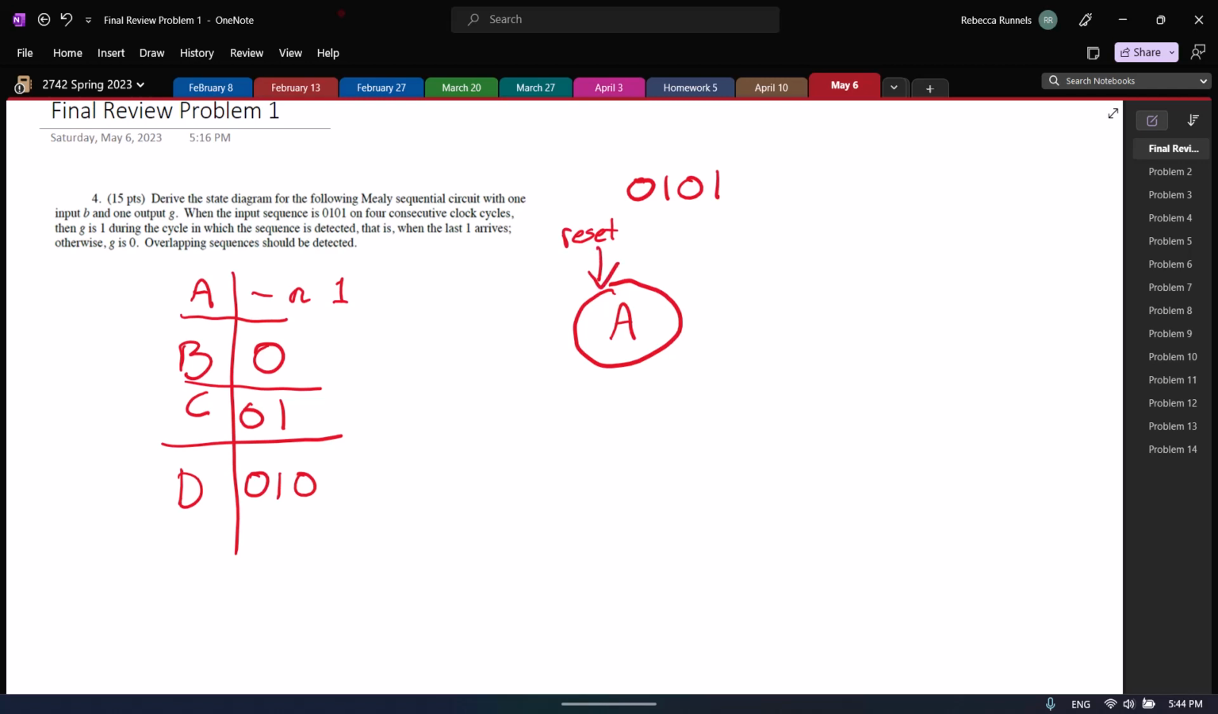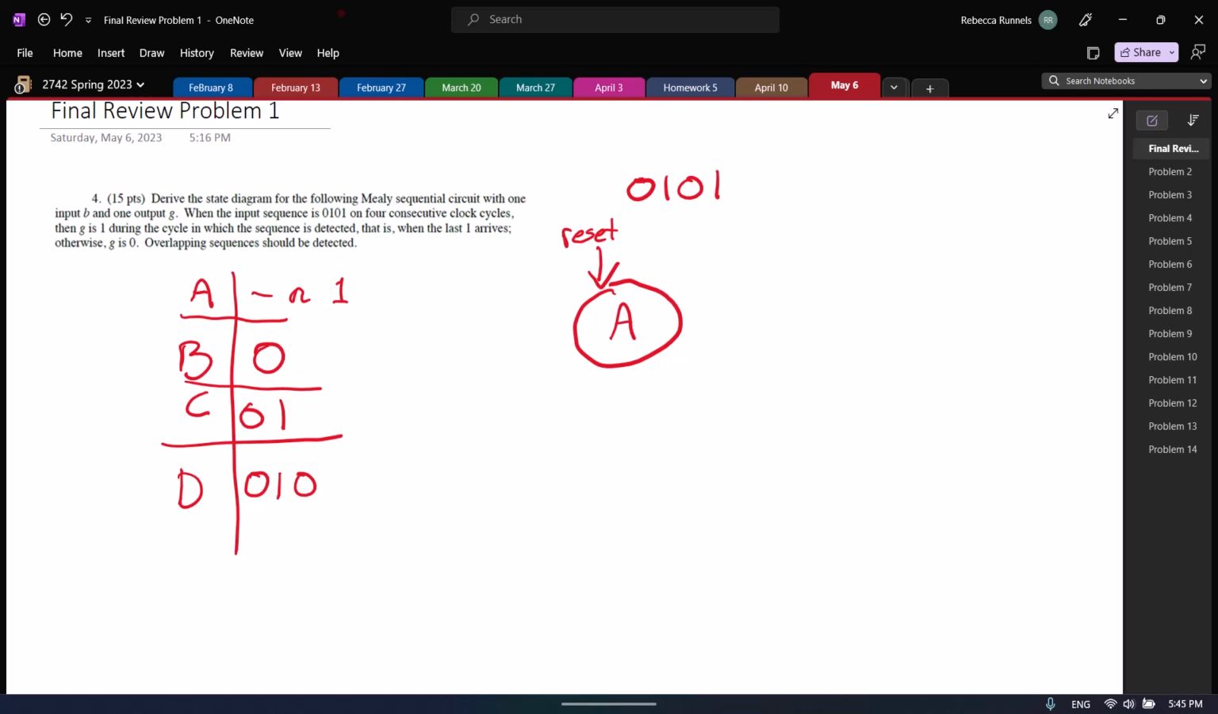And the way I do these is with every state, I draw the state, and then I say, what happens if I get a 0? What happens if I get a 1? And if you happen to have a problem that has 2 inputs, then you'll go through the 4. Say if I get a 0, 0, a 0, 1, a 1, 0, a 1, 1, what happens?